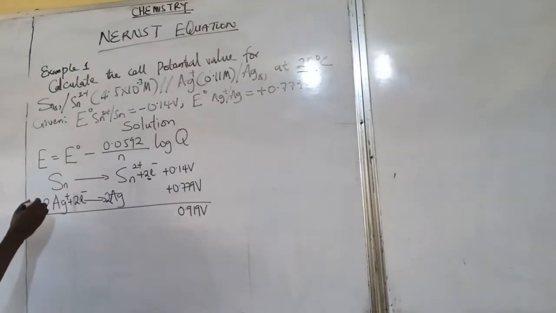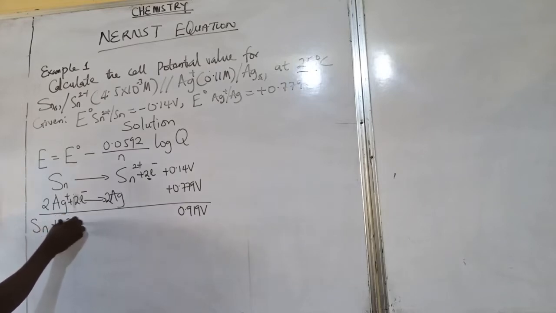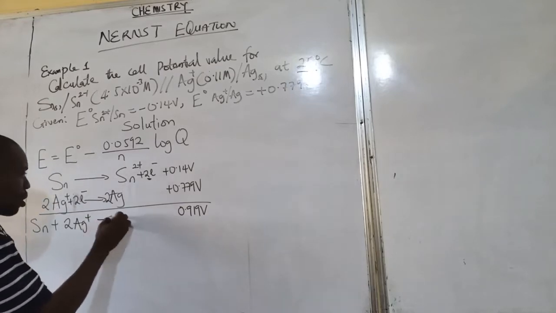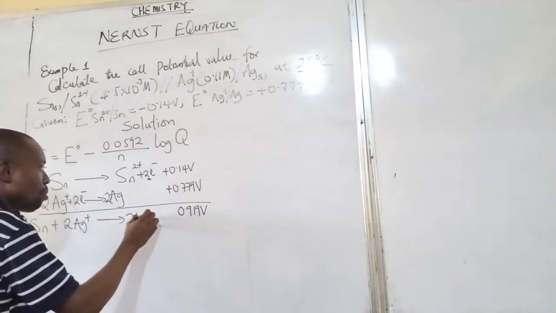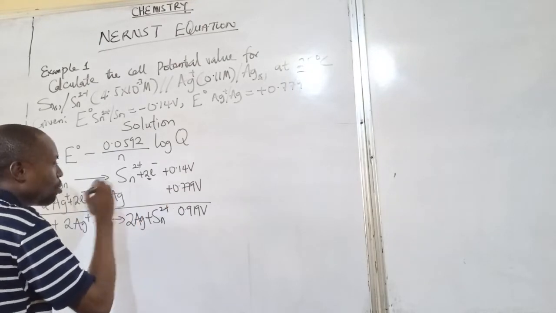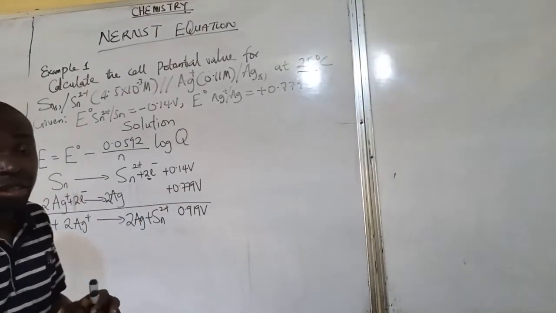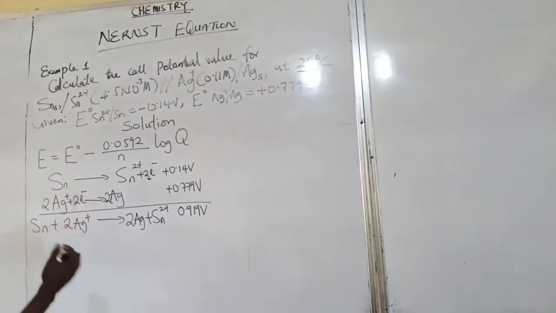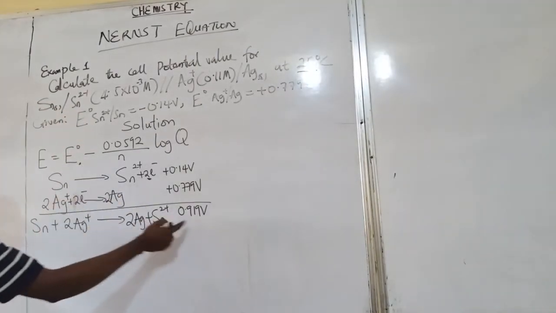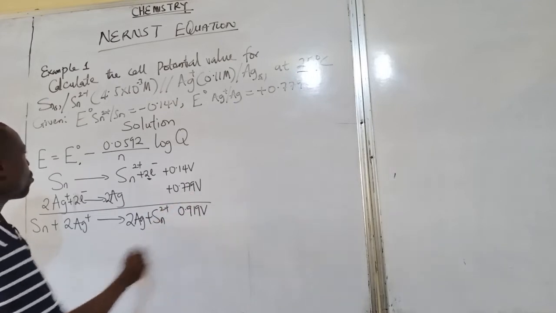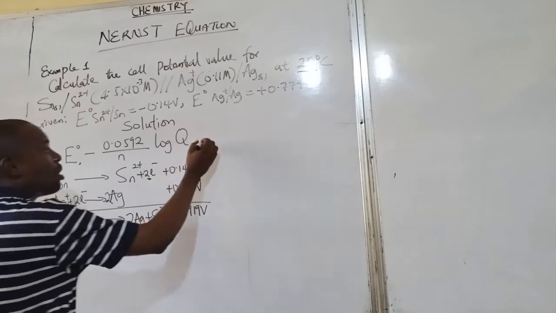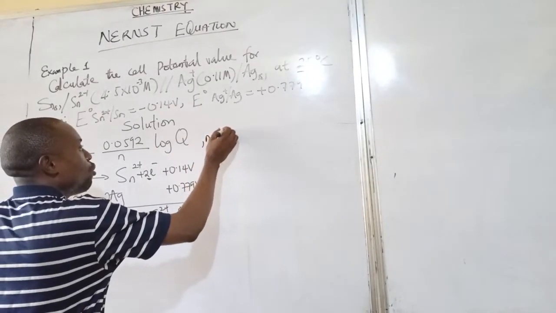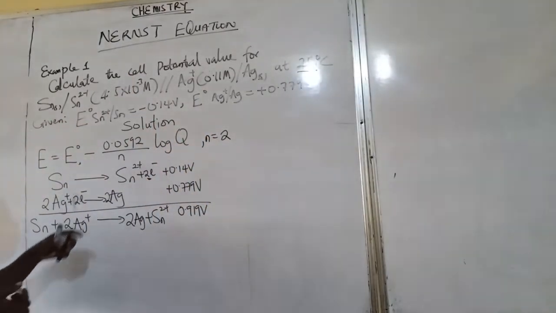So we add them up together. So here now becomes Sn plus 2 silver ion to give me 2 silver atom plus Sn2+. With this, I feel that most of the answers can be solved. Now we already have our E naught to be 0.919 volt. I already know my n here, which is 2. The next one is only for my Q.